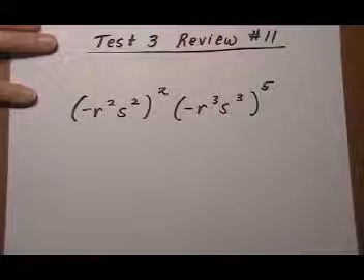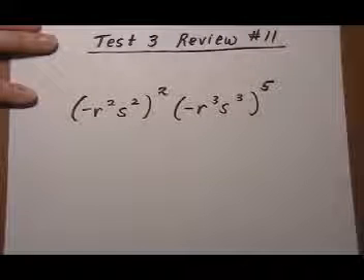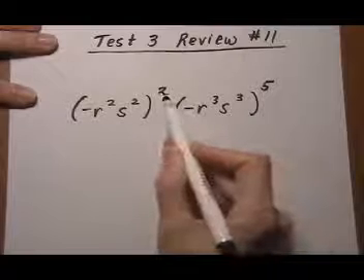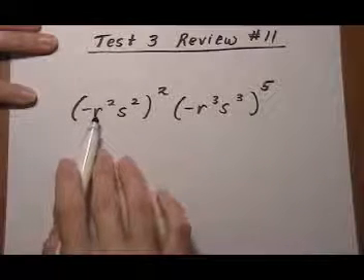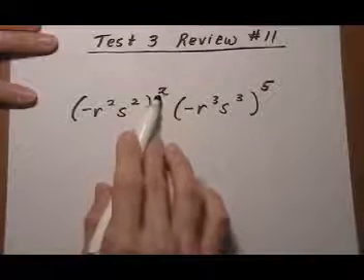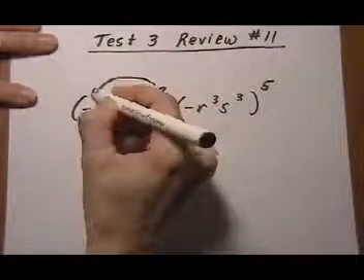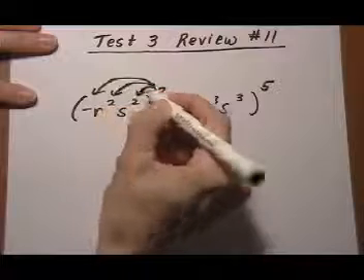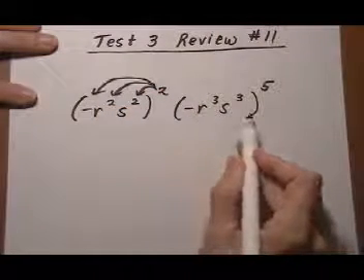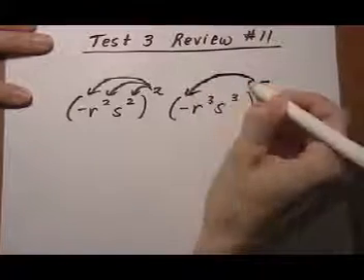Test 3 review number 11. Here we have two different sets of parentheses being raised to a power, and on the inside, because everything in the parentheses is being multiplied together, that means that this exponent will be given to each factor. And that's one of the power rules for exponents. Again, everything here is being multiplied together, so the power goes to each factor.